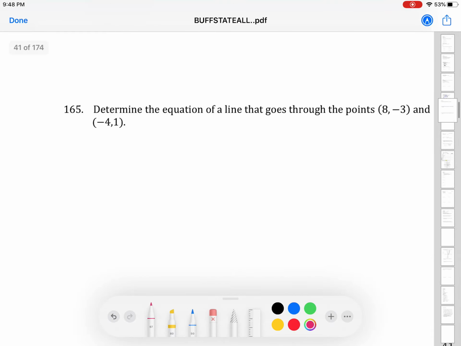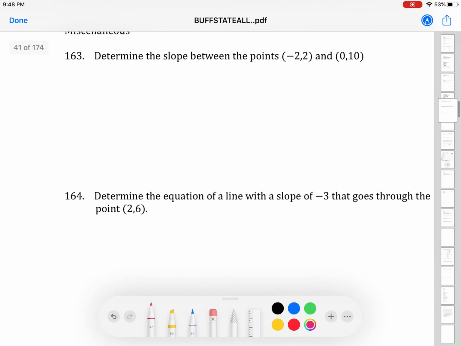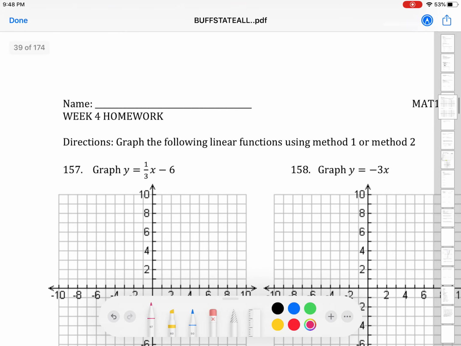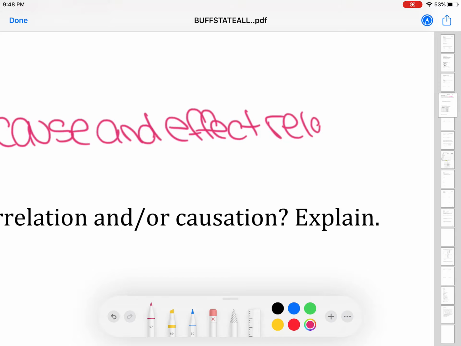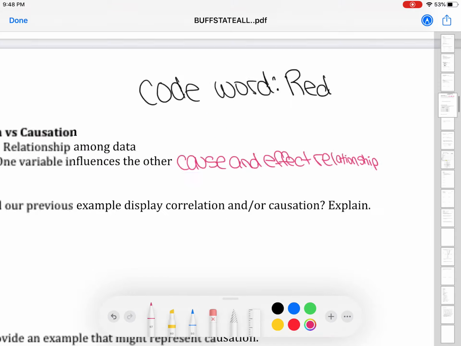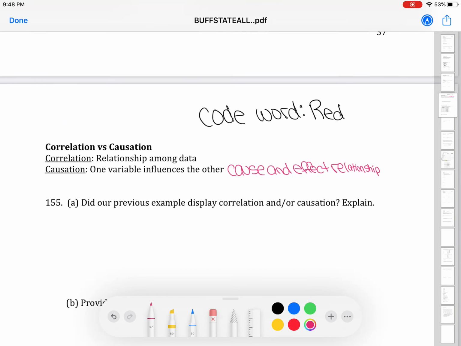Oh, man, I knew it was going to happen. Oh, I'm on the homework. I don't even know where I am. Here we go. Cause and effect. Oh boy, relationship. Okay, cause and effect relationship.